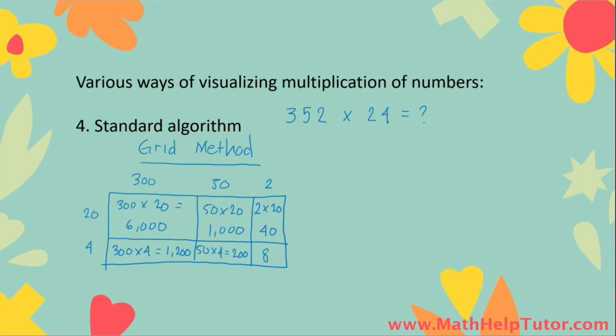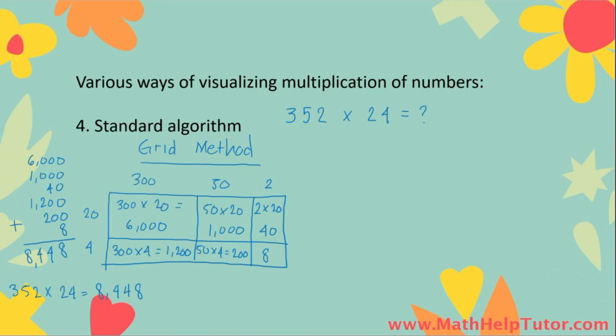And then finally, after all that, we add all the areas and then we get our answer. That's 6,000 plus 1,000 plus 40 plus 1,200 plus 200 plus 8. Using the standard algorithm to add all of these, we have 8 plus 0 is 8, 4 plus 0 is 4, and then 6 plus 1 plus 1 is 8. So using the grid method, we know that the answer to 352 times 24 is equal to 8,448.